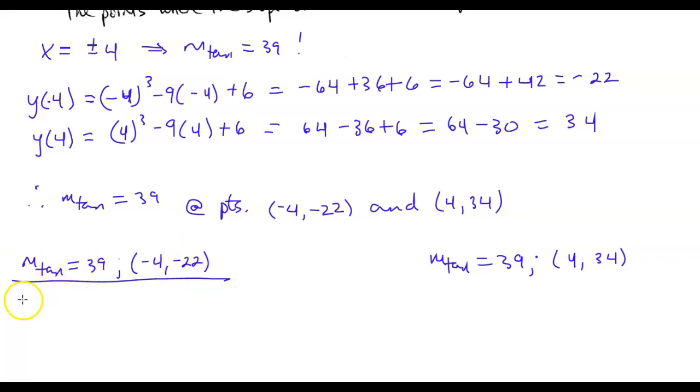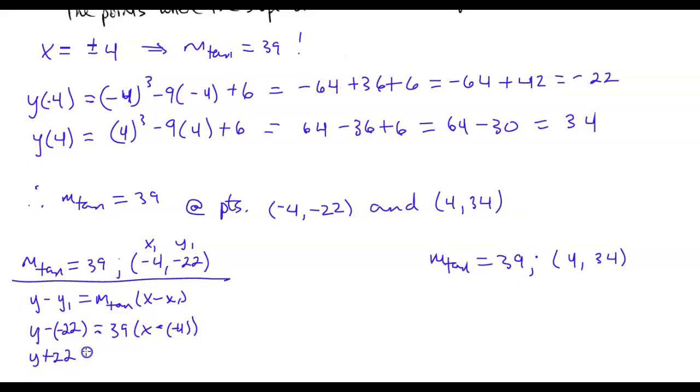So for here, y minus y1 equals m times x minus x1. So this is x1, y1. So we have y minus negative 22 equals slope, which is 39, times x minus x1, which is negative 4. And that's just y plus 22 equals 39 times x plus 4.